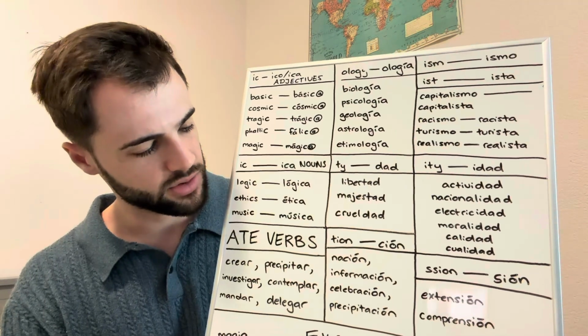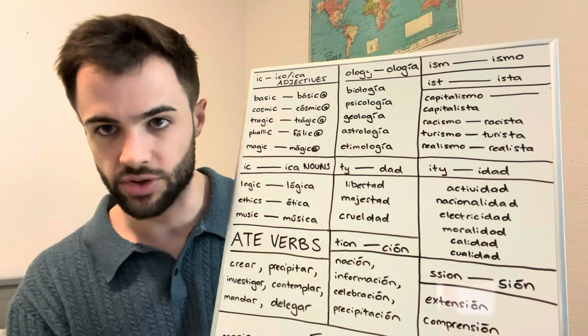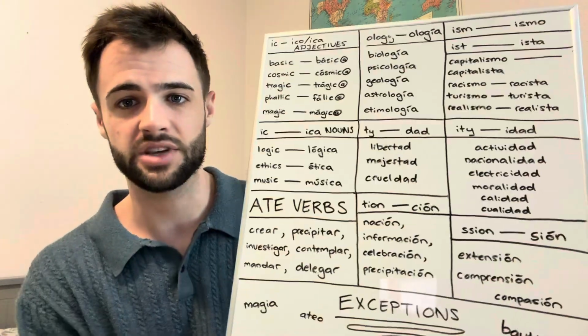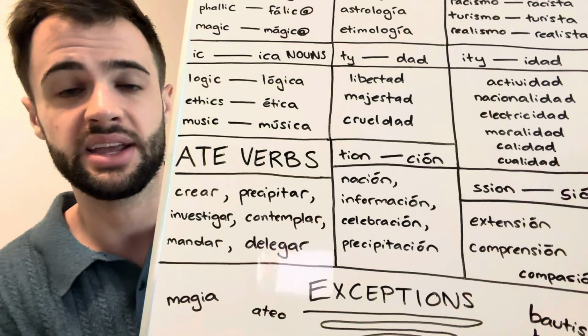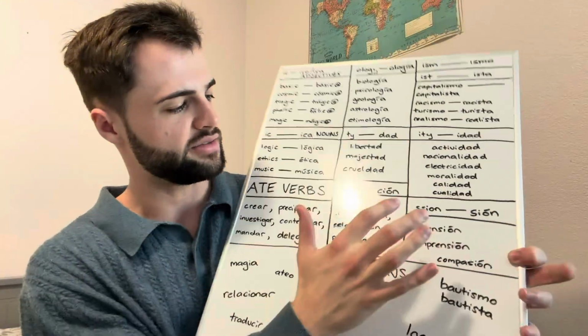Nación, información, celebración, precipitación. Probably pretty self-explanatory. Don't have to go too in depth in there. Up next, we have a similar rule.